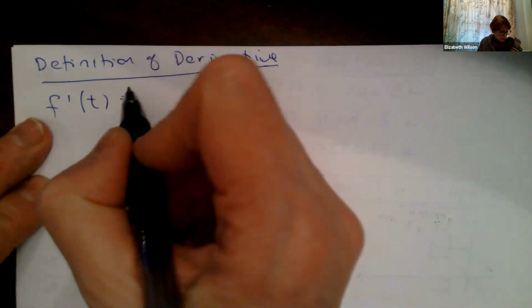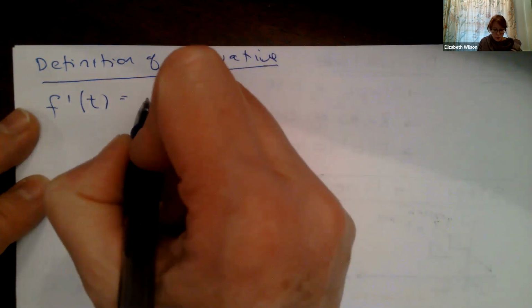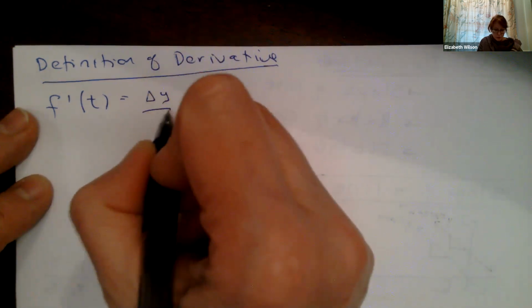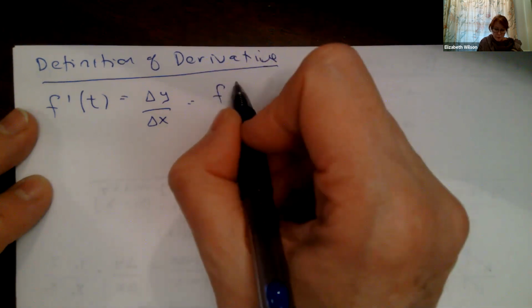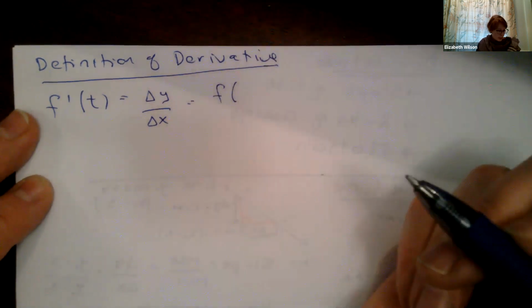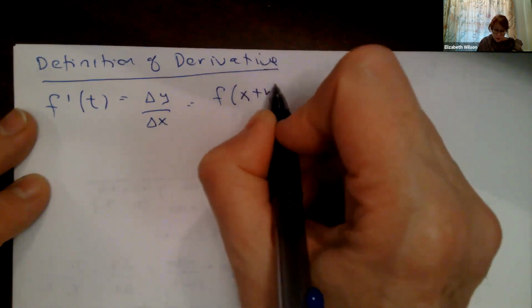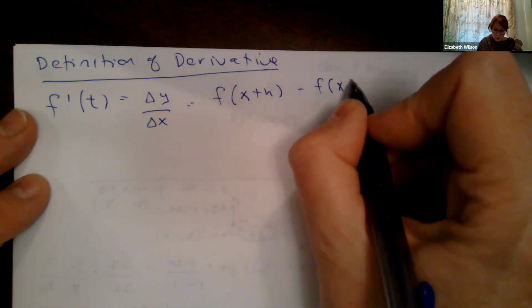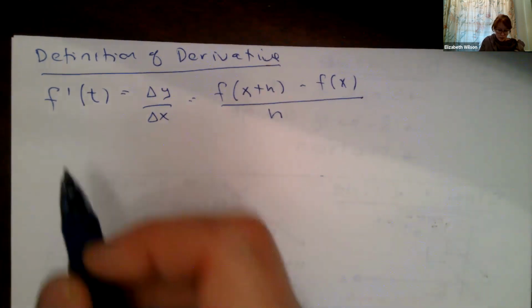And I'm going to say, basically, I've got a change in y over a change in x. So I've got my function evaluated. I'm going to write it down, and then we're going to actually talk about it. Let's say f of x plus h minus f of x all over h. So let's talk about what h is and what x is and all that kind of stuff.